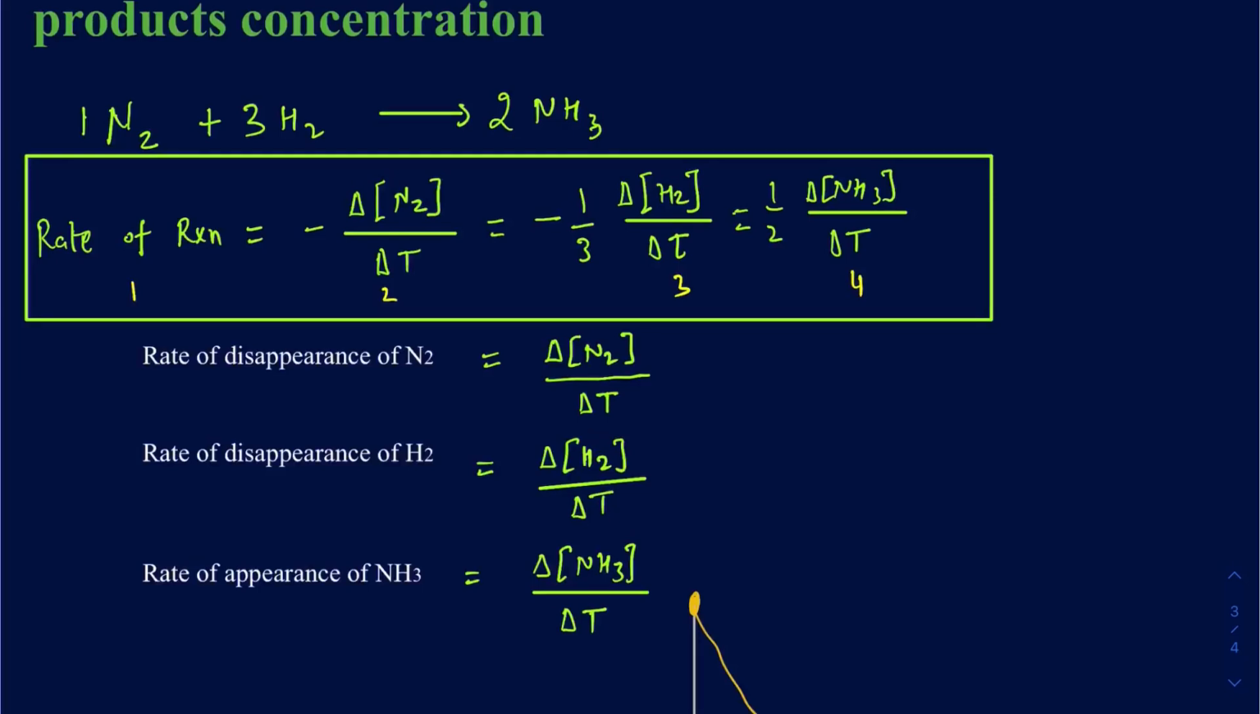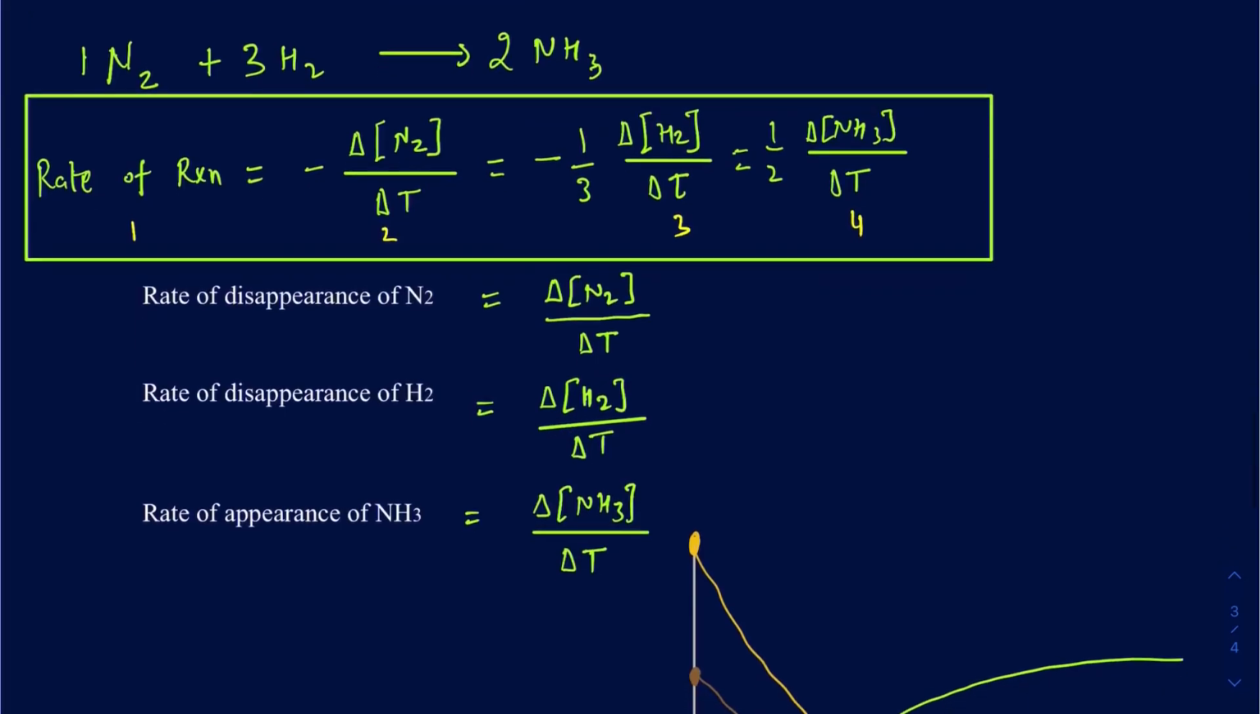Out of those 4, if I know one, I can calculate the rest because I already know the relation among all 4 of those. If I know the rate of the reaction, I can figure out the rate of disappearance of N2, the rate of disappearance of H2, and the rate of appearance of NH3. And if I'm given the rate of appearance of NH3, then I can figure out the rest using those equations. So you want to be able to write this out and calculate the rest if you're given one of those.